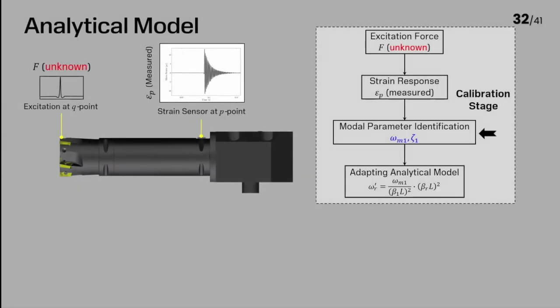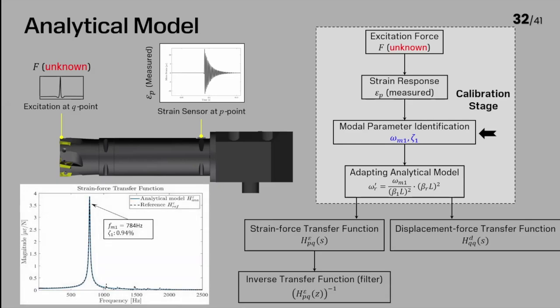Once the model parameters are determined, the analytical model can be quickly adapted to the corresponding setup, allowing us to generate accurate transfer functions, which is crucial for the following steps. One such transfer function has been shown in this figure, demonstrating good agreement with the measured reference.